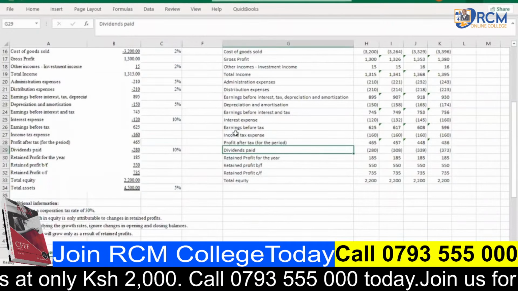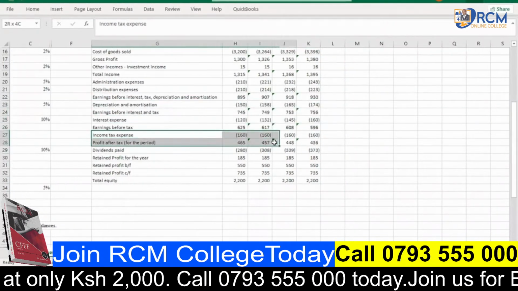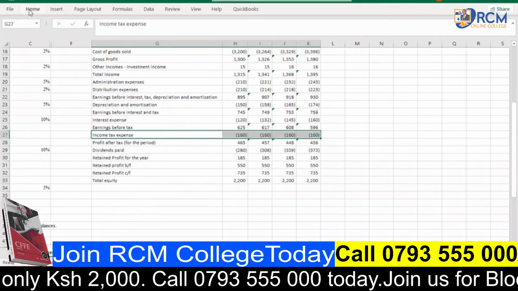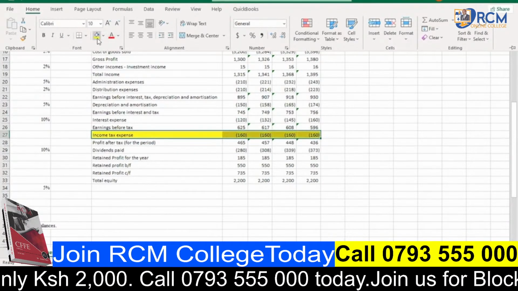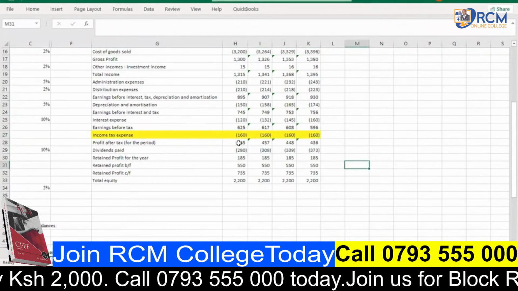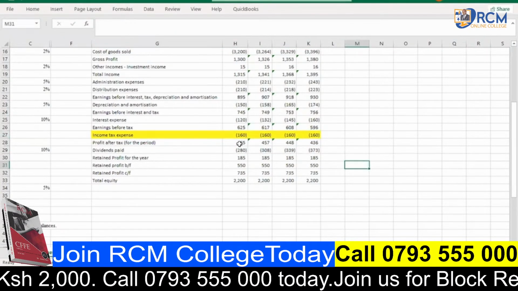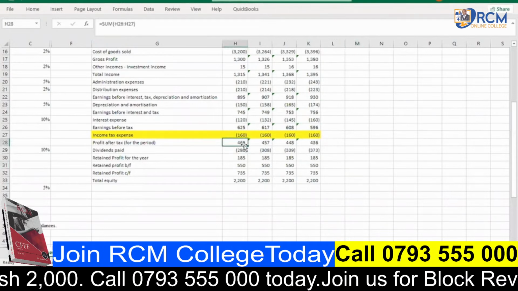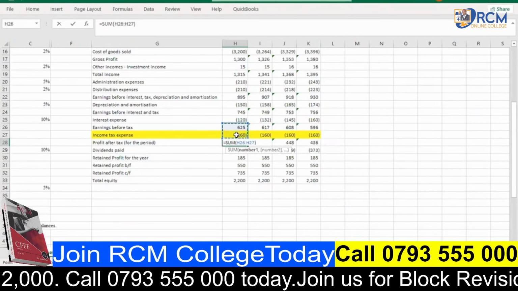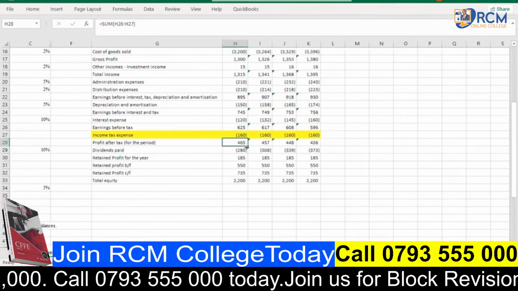So income tax has an issue, but we can still use that. That one has got issues. You are going to work it out, then you get the correct answer. Then here, profit after tax for the period is the difference between profit before tax, then you subtract tax.